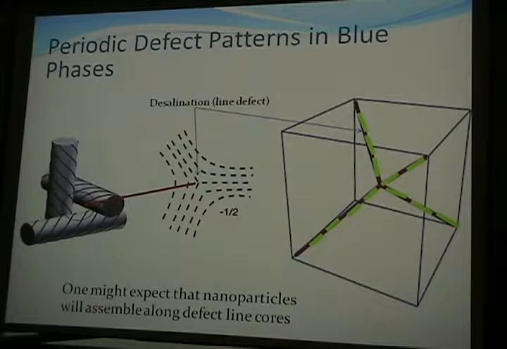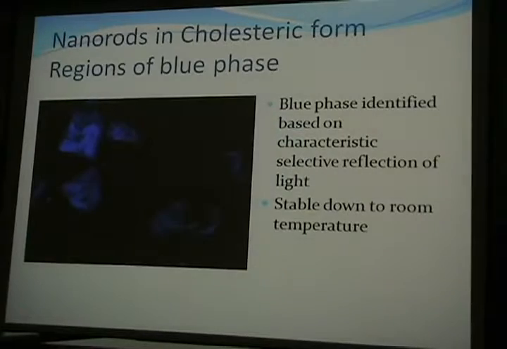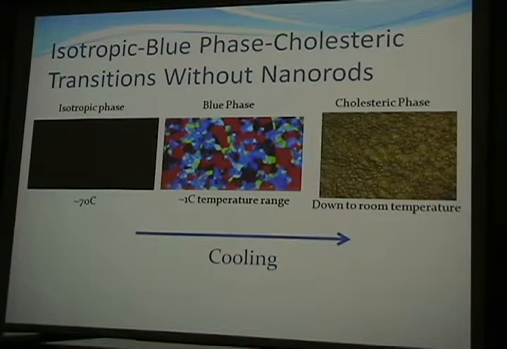Before we get into some of the images I took of these nanoparticles self-assembling into these disclination lines, let's look at what happens when there are no nanoparticles in the cholesteric liquid crystal. So in the sample I was working with, it was isotropic around 70 degrees Celsius. And then I'm cooling, and over about 1 degree Celsius, I witnessed the blue phases. And then as I cool down to room temperature, without any nanorods, I see the cholesteric phase with this oily streak texture.